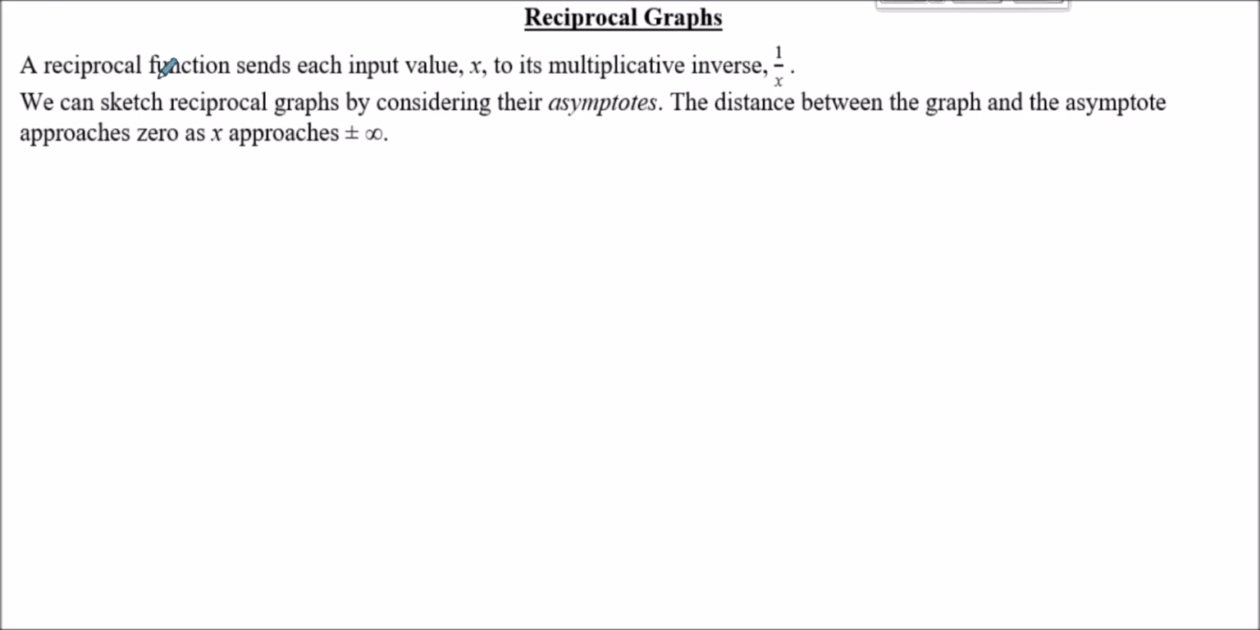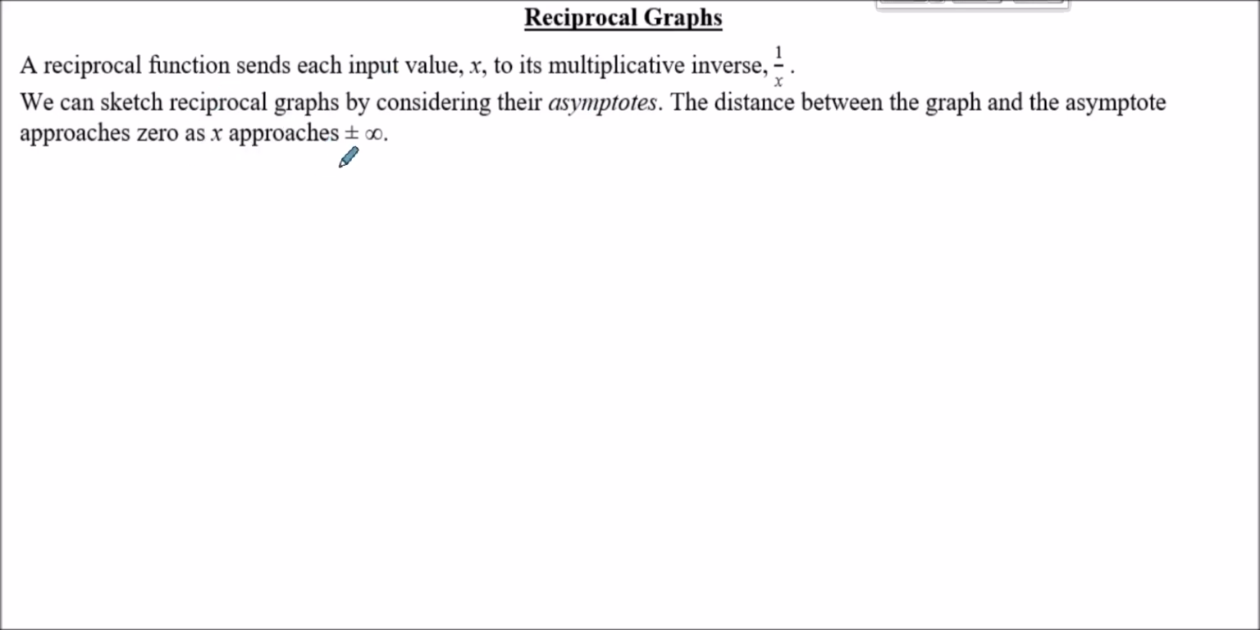We can sketch reciprocal graphs by considering what's called their asymptotes. An asymptote is a straight line. So asymptotes will either be vertical asymptotes or horizontal asymptotes. A curve approaches an asymptote, if a curve has an asymptote at all, until it gets infinitesimally close to it. But if a curve has an asymptote, it can never quite touch it, but it can get infinitely close to it, so that the distance goes towards zero without actually ever getting to zero.